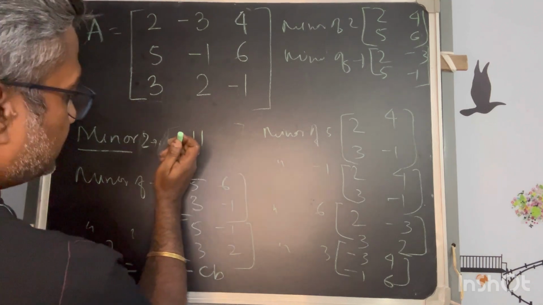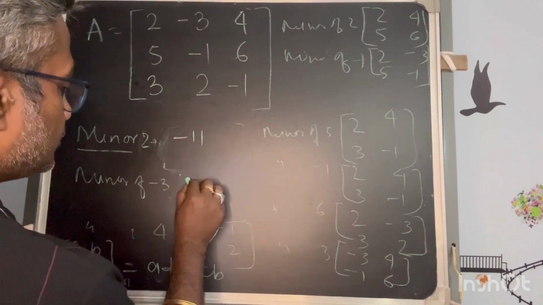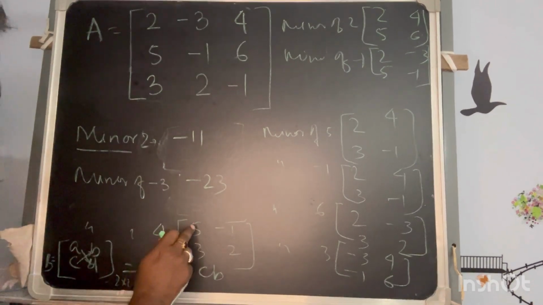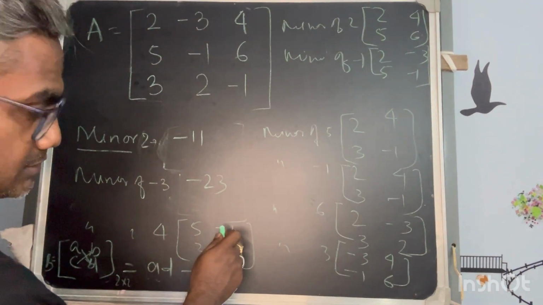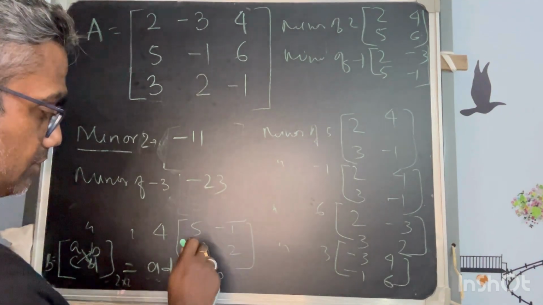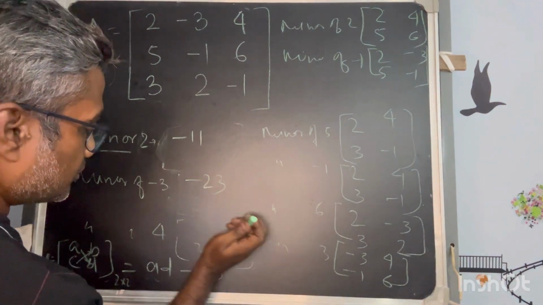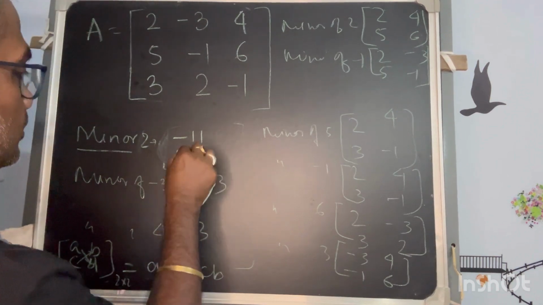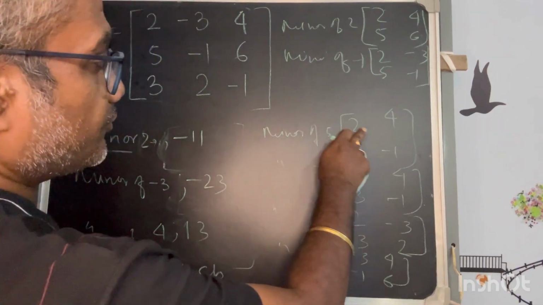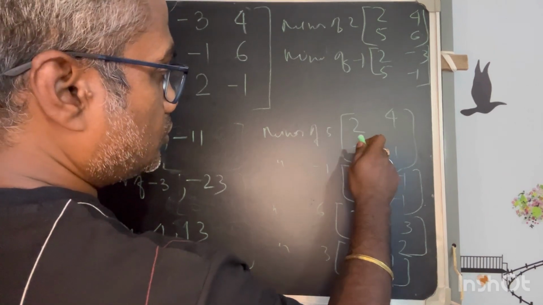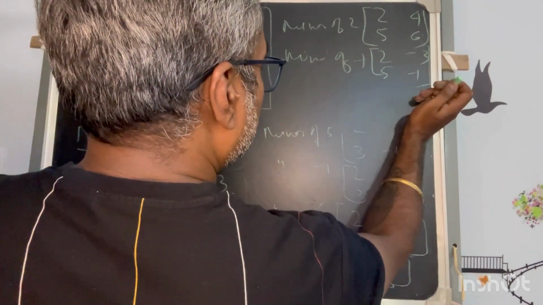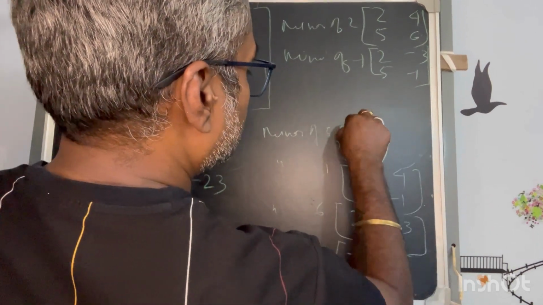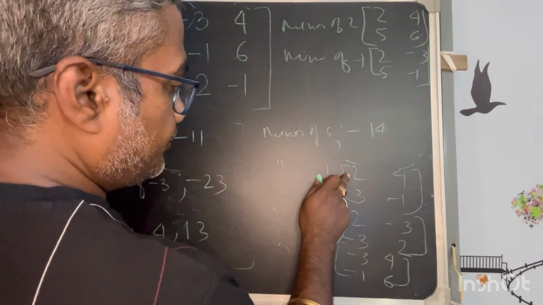Minus 5 minus 18, how much? Minus 23, isn't it? This becomes 10 minus, this will be minus 3, then minus again will come 3, 10 plus 3, that is equal to 13. Okay, this is equal to 13. Remember this. Now this 2 into minus 2 minus 12, so that will be minus 14.